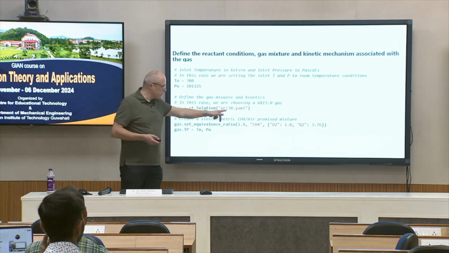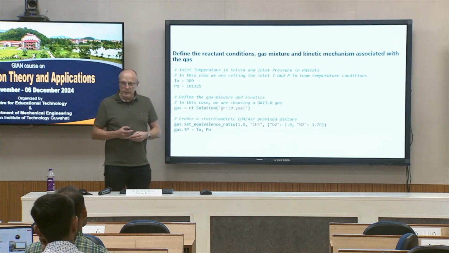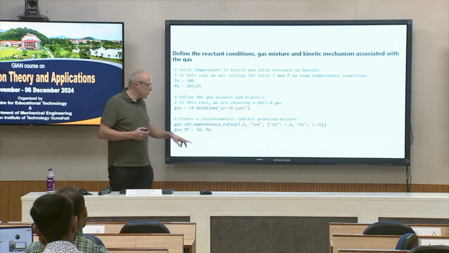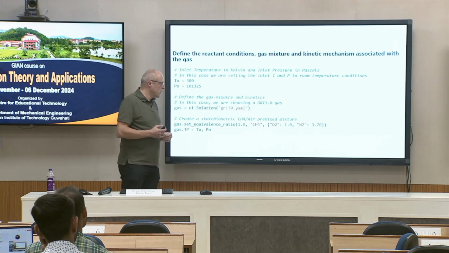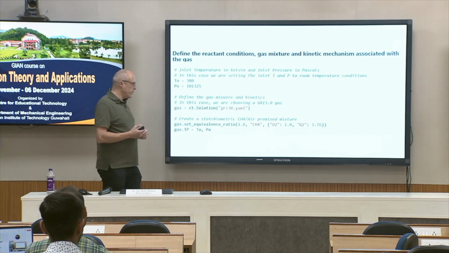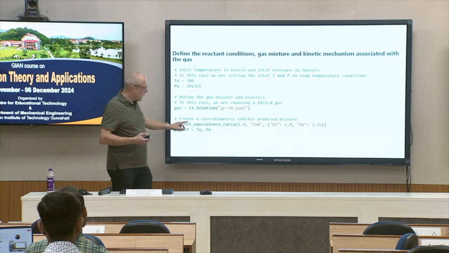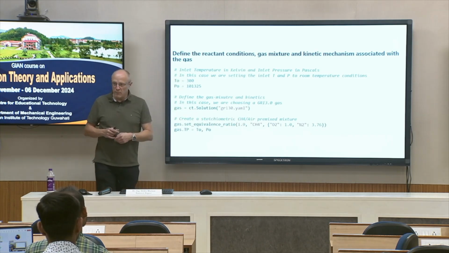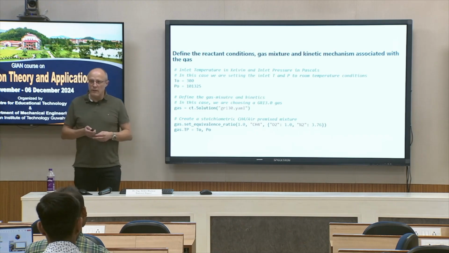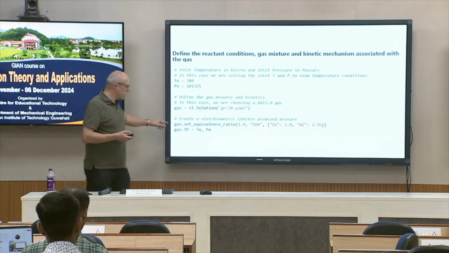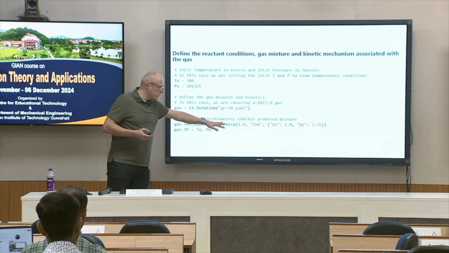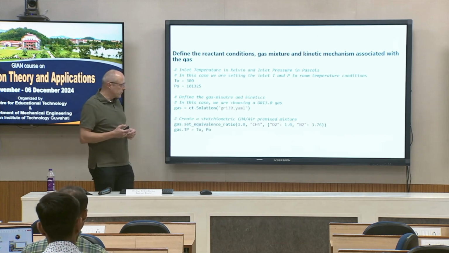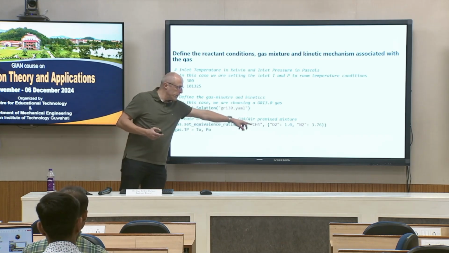We have now this well-known GRI mechanism, which we use again as a YAML file. And for this example, we have a stoichiometric methane air flame, so 9.5% methane in air. So again, simply calculated using this function here, set equivalence ratio to 1 for methane in air.